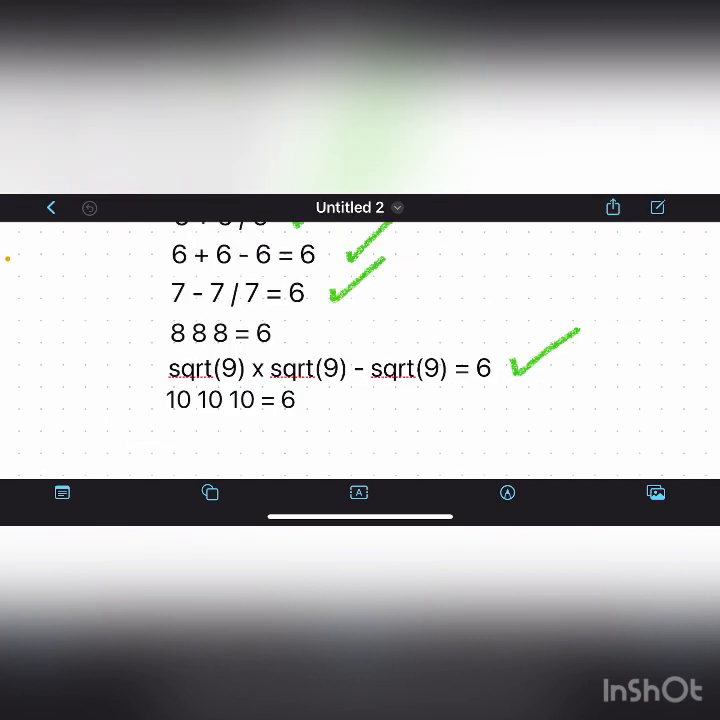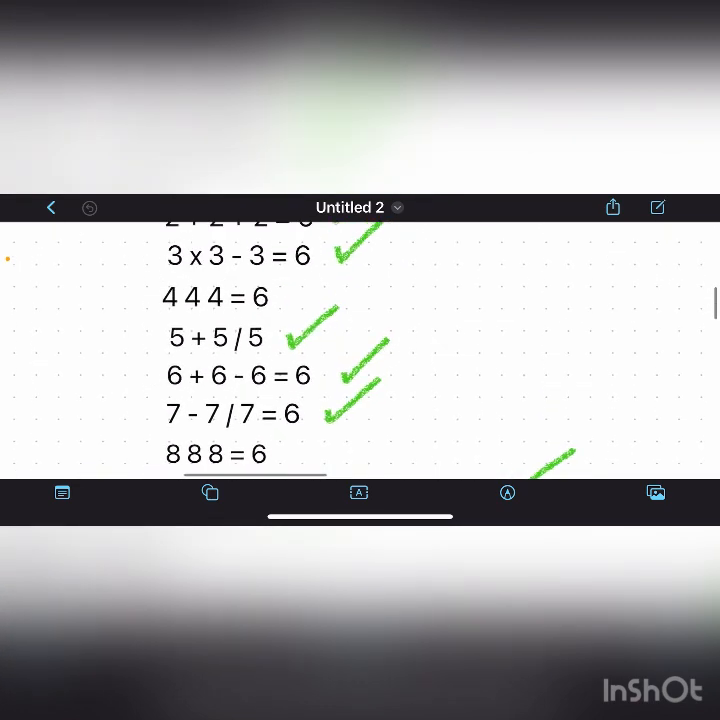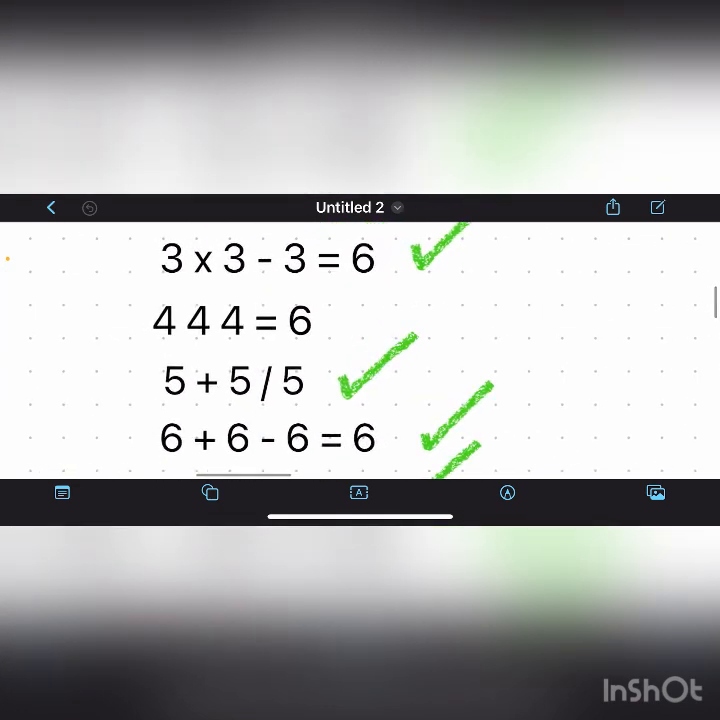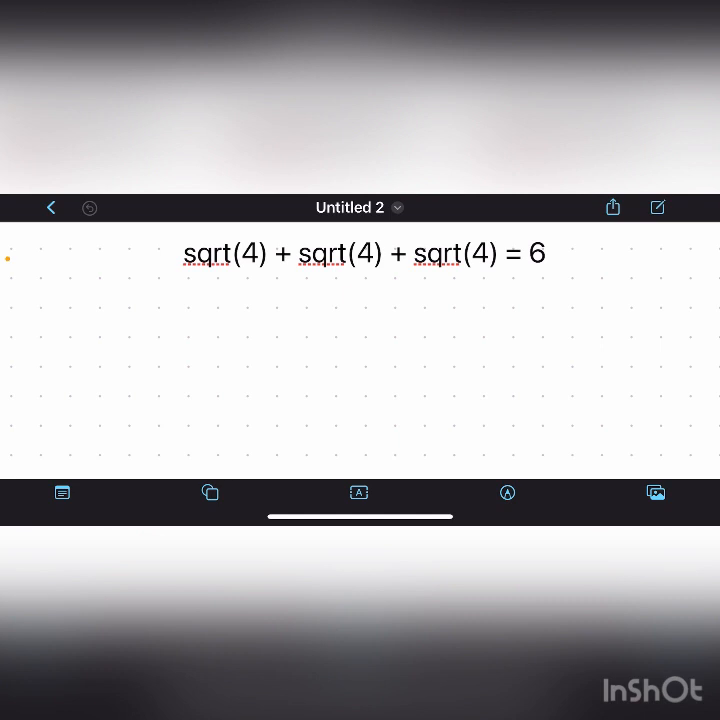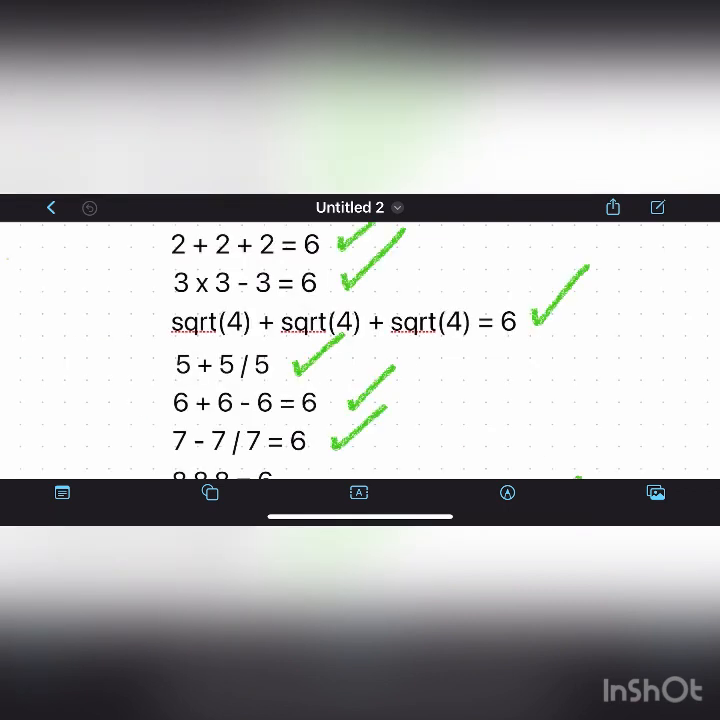Okay, so now that we have finished the 9's, we're going to move on and do the 4's. Okay, so the 4's is very similar to the one with the 9's. So it includes square roots. A way that we can do this is to make it into 2 and 2 and 2. So we can do the square root of 4 plus the square root of 4 plus the square root of 4 is 6. And that basically is 2 plus 2 plus 2 equals 6, and that's quite straightforward.